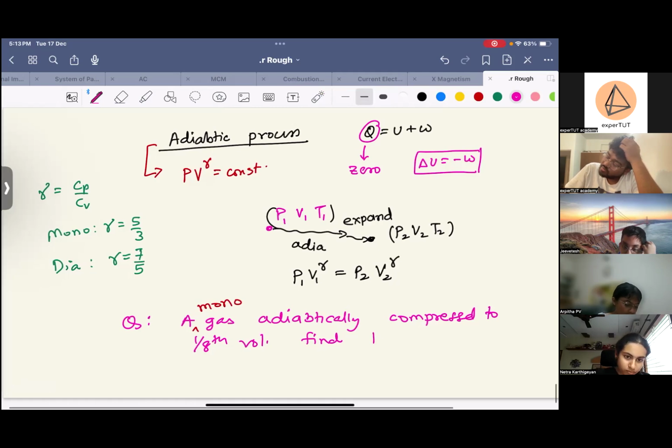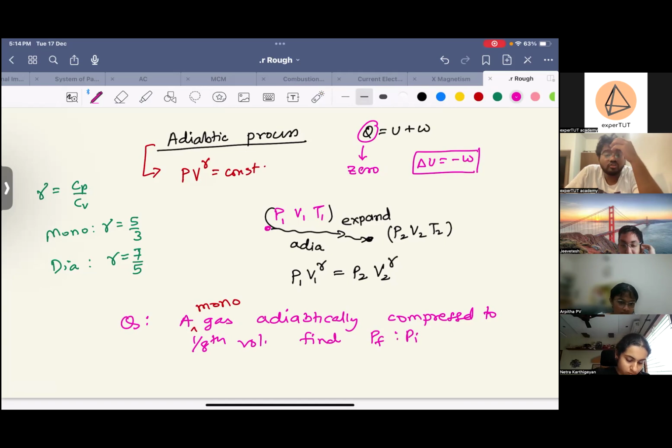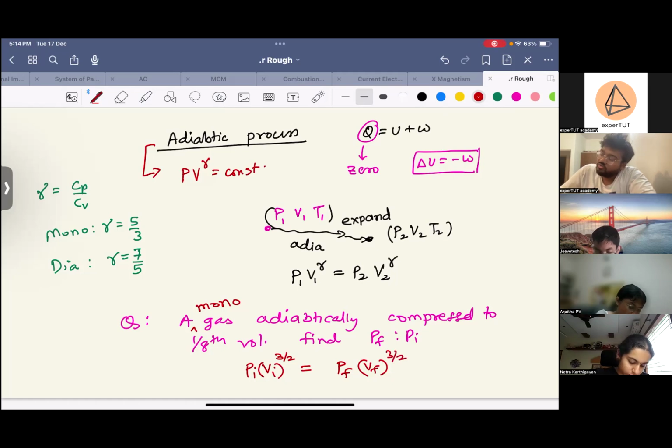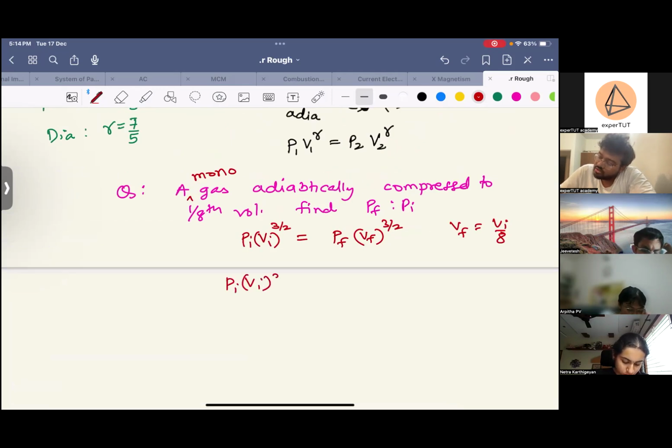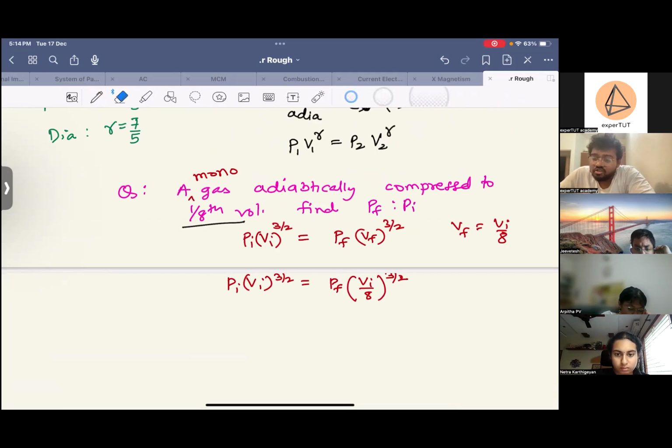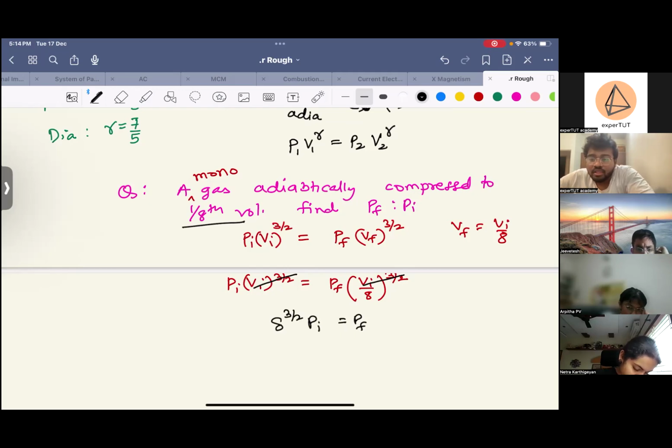Now the question is to find Pf by Pi, the ratio of final pressure to initial pressure. The method is very simple. You write Pi Vi raised to gamma. Now you have to put in the gamma value for monoatomic, which is 3 by 2, equal to Pf Vf raised to 3 by 2. Now Vf is Vi by 8. In place of Vf, I write Vi by 8 because the final volume is 1/8 the volume of the initial. Vi raised to 3 by 2 is common on both sides, so I will cancel it. And Pf you will get as 8 raised to 3 by 2 into Pi. Everyone has understood this?